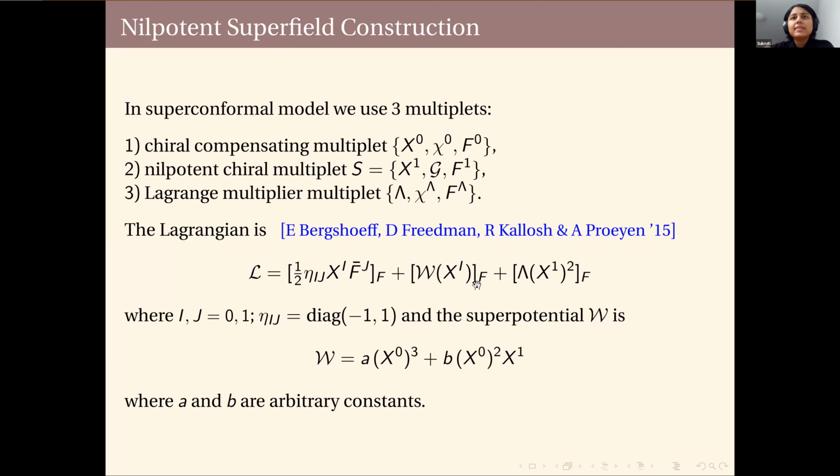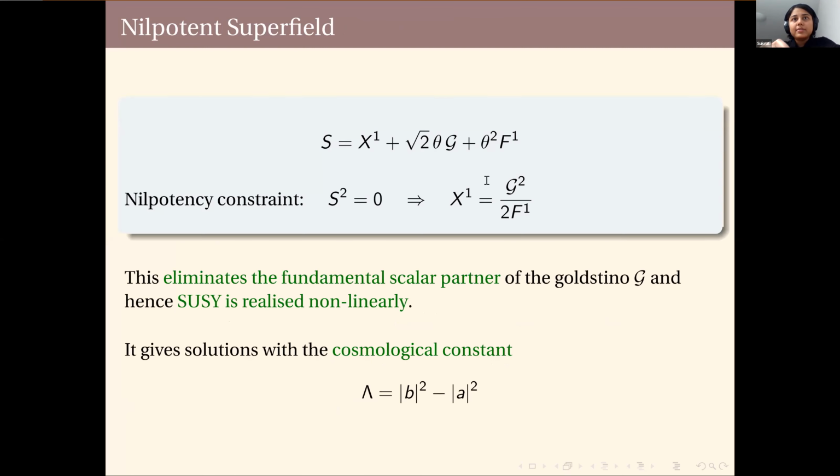As long as this Lagrangian has this Lagrange multiplier lambda, supersymmetry is realized linearly. But we want to realize it non-linearly, so we need to eliminate this Lagrange multiplier. For that, we vary over this lambda, which means that I solve the equation of motion of lambda. And that gives me a constraint on the nilpotent chiral superfield. So here, this is a multiplet. As a superfield, it looks like this. These are the components X1, G, and F1.